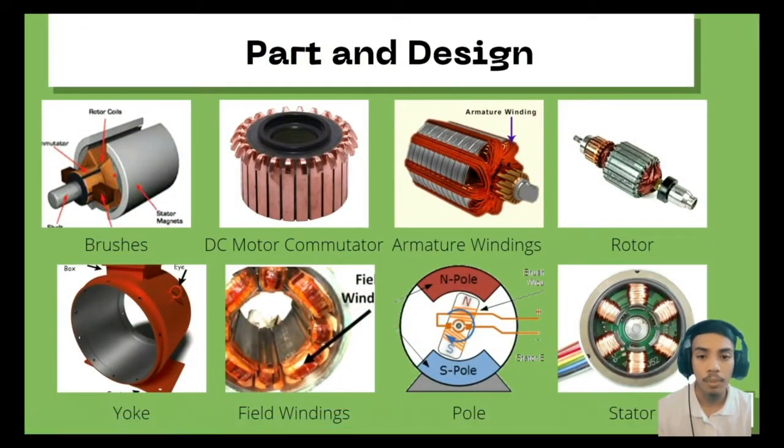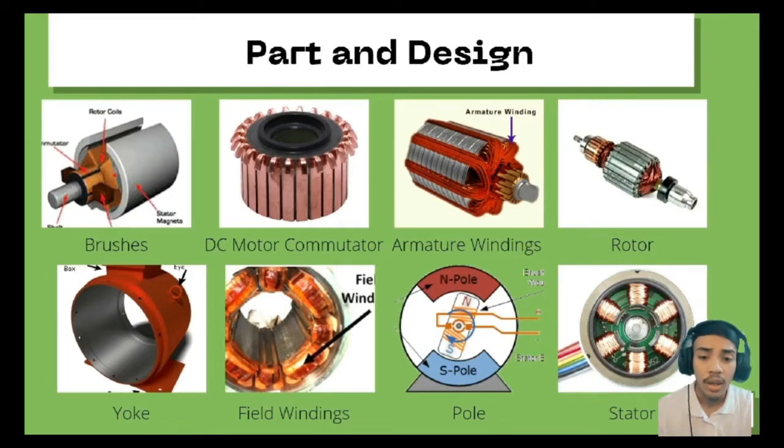Next, parts and design. Number one is the brush. The brush and the commutator work as a bridge to connect the static electrical circuit to the rotor. Number two is the DC motor commutator. The commutator is a split ring made up of copper segments. The commutator is another DC motor part. Number three is the armature windings. The armature windings of the DC motor have two constructions: lap winding and wave winding.